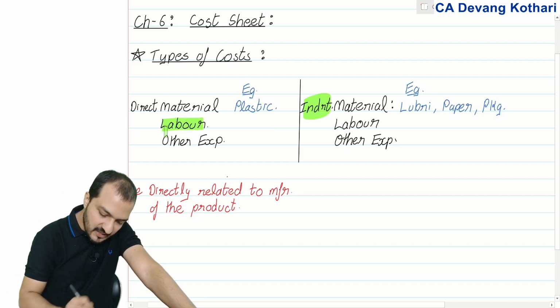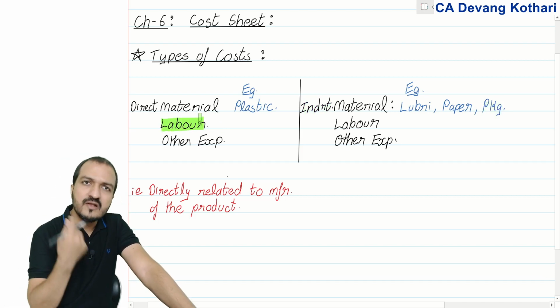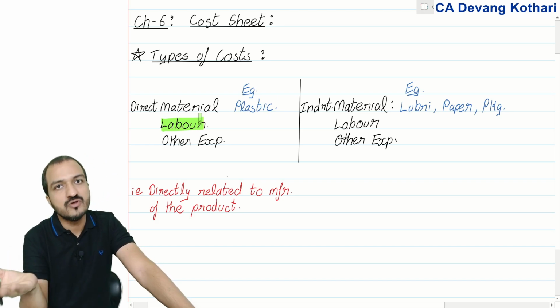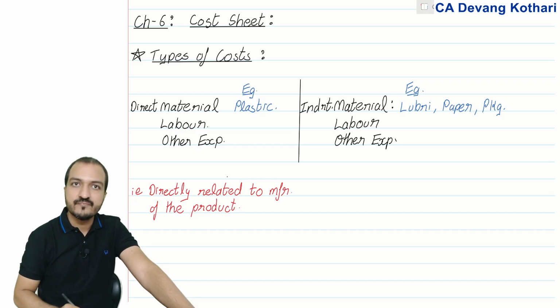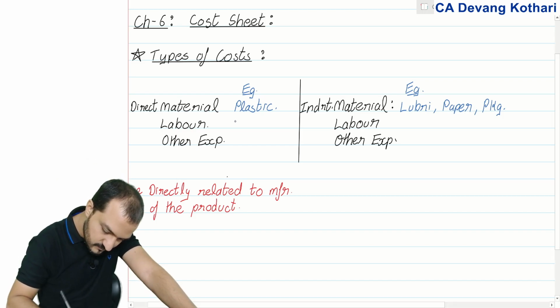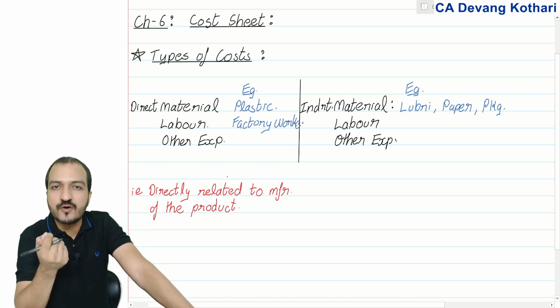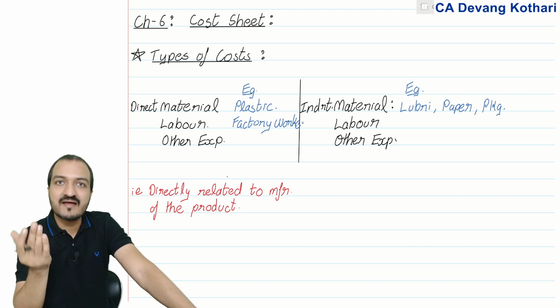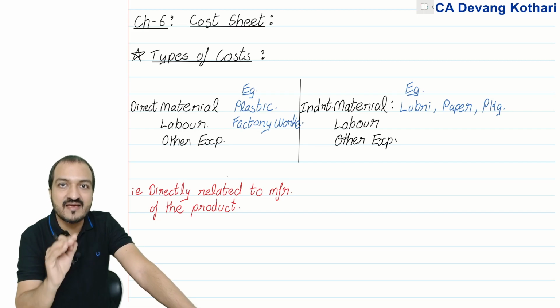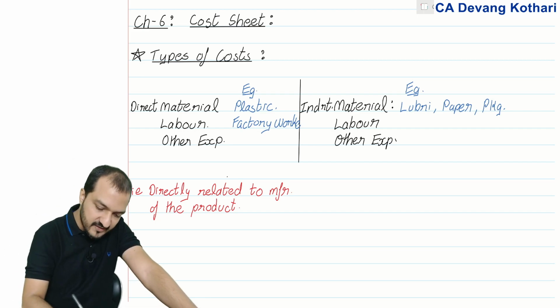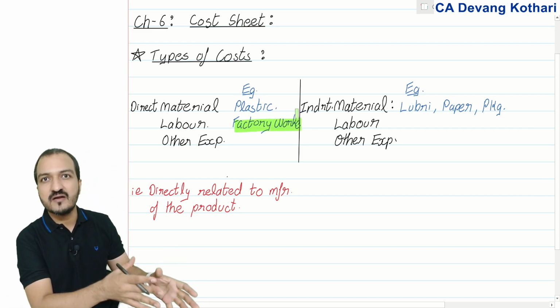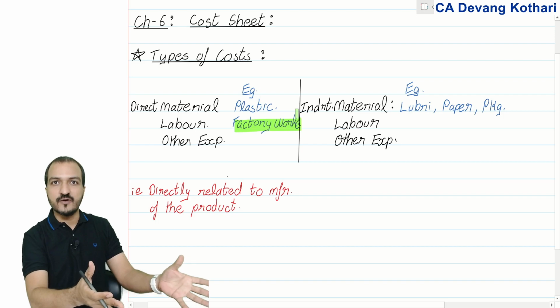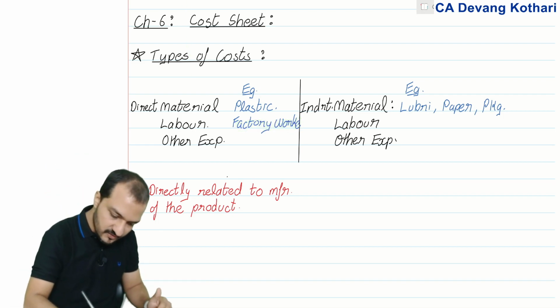Okay, second example, labor. Can you give me an example for labor? Well, labor basically means the wages that are paid to the workers. Example, the wages paid to the factory workers. Yes, the wages paid to the factory workers will become direct labor, directly engaged in the manufacturing process. Agreed. The factory workers who are working inside the factory are directly engaged in the production work, in the manufacturing work. That becomes direct labor.